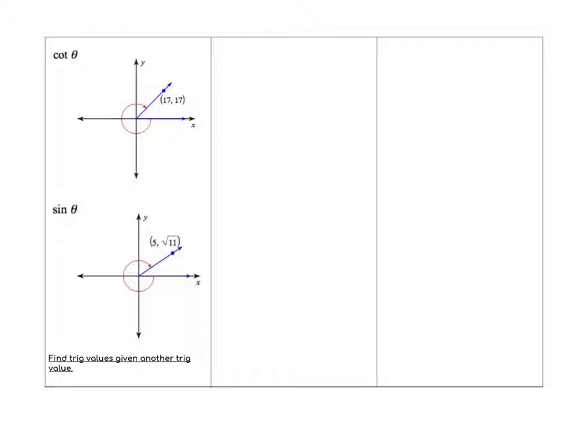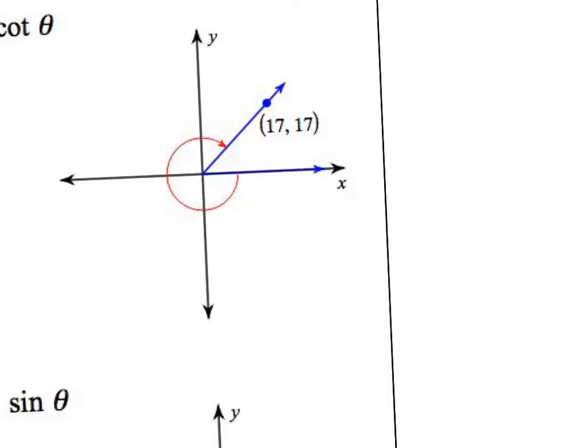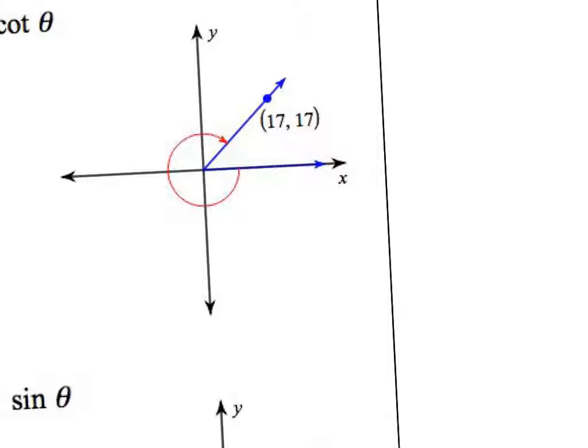Looking at these, I've got to find some trig values based on points on what we call the terminal side of an angle. The first thing I'm going to do is draw a triangle. For my first one, we've got 17 and 17. That means we're going 17 to the right and 17 up. I'm going to use the Pythagorean theorem to figure out that the hypotenuse would end up being 17 times the square root of 2.